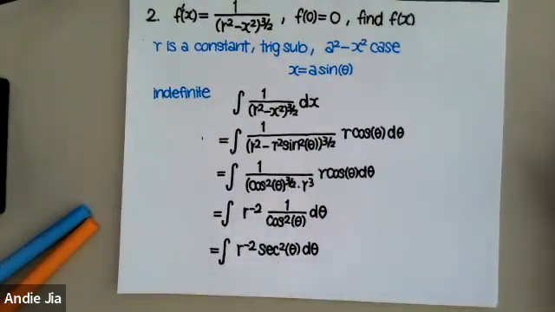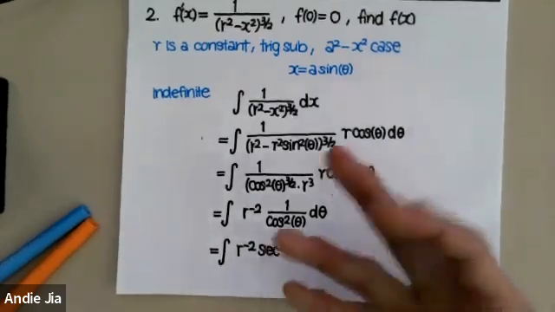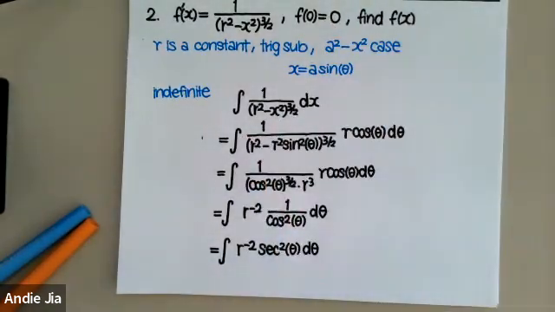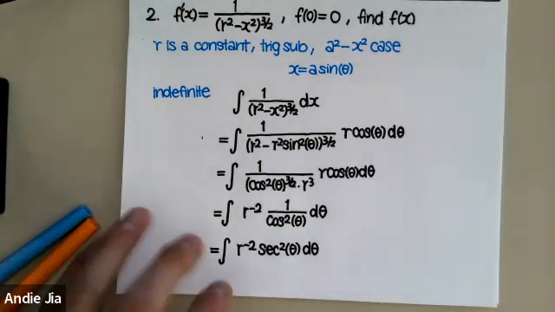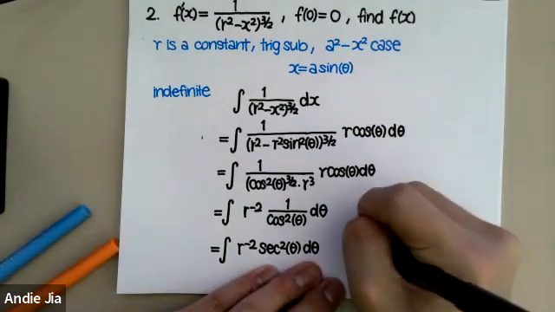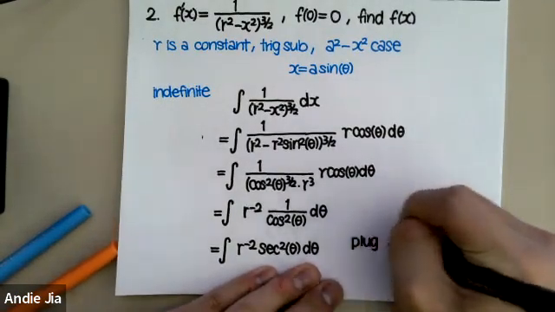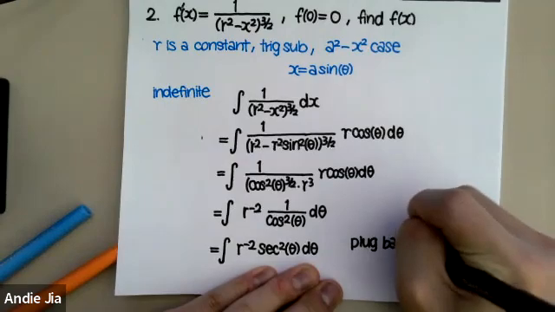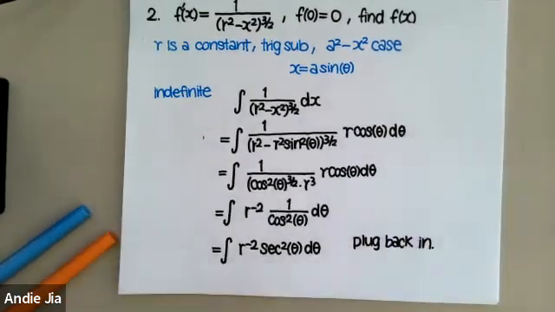Do the antiderivative, and the r to the negative 2, just pull out the constant. Then put back in this. That's just for f of x. This is the first page.